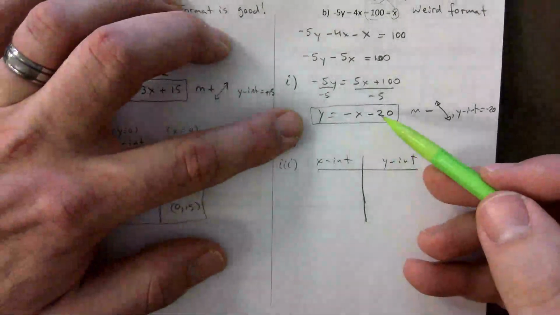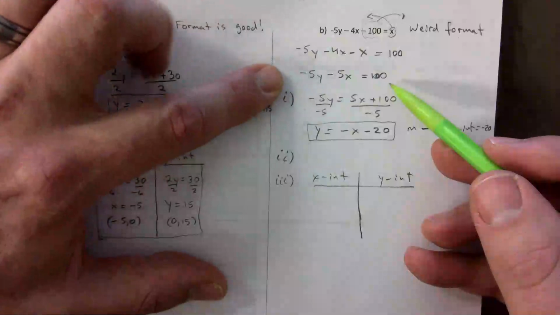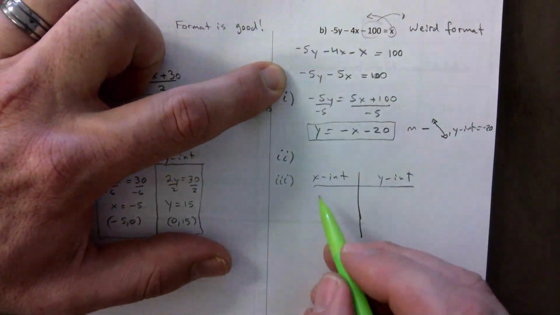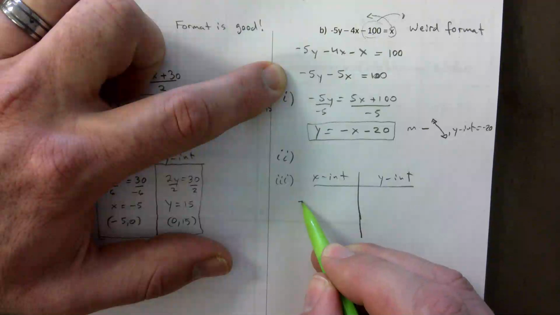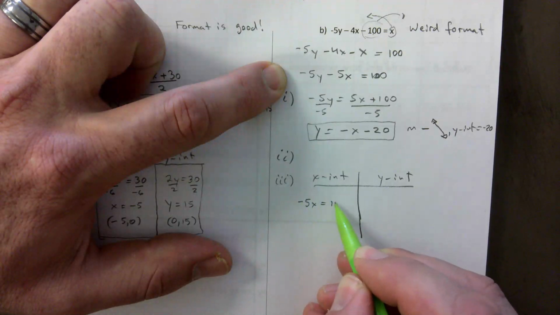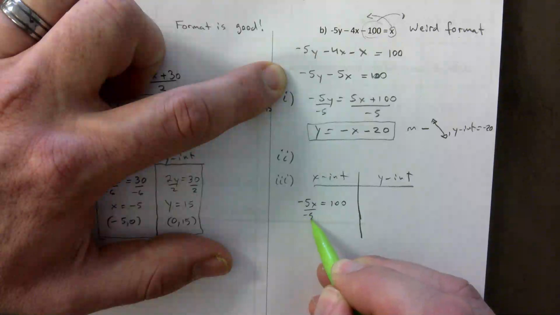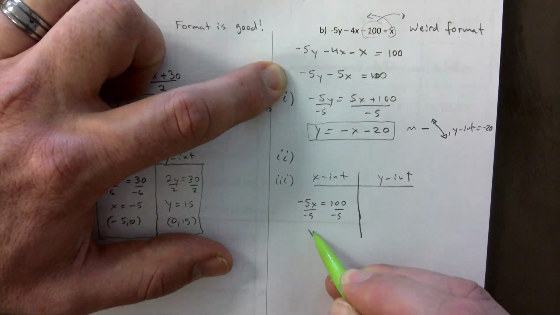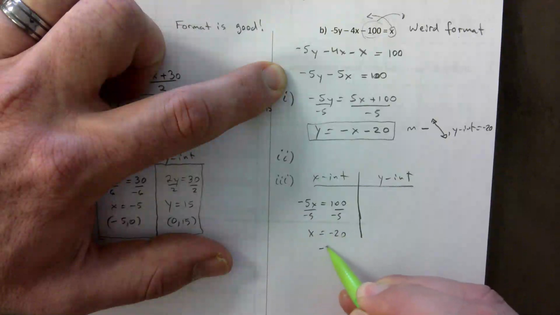So you can use this one. I prefer to use this one here. Okay, so for x-intercept, the y turns into 0, so you end up with -5x is equal to 100. Divide both sides by -5. X is equal to -20. So it's -20, 0.